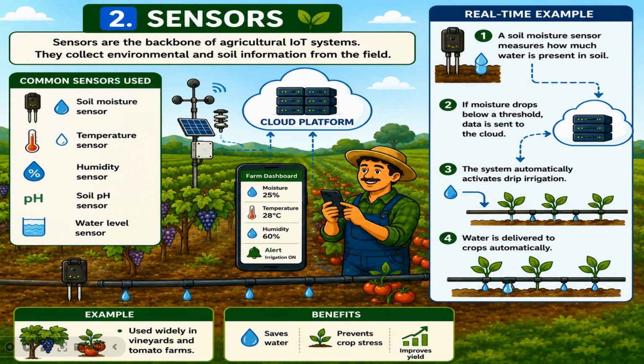Now this technology is commonly used in vineyards and tomato farms, and the main benefits are saving water, preventing crop stress and improving the crop yield, and overall sensors help the farmers manage resources efficiently and increase the farm productivity.